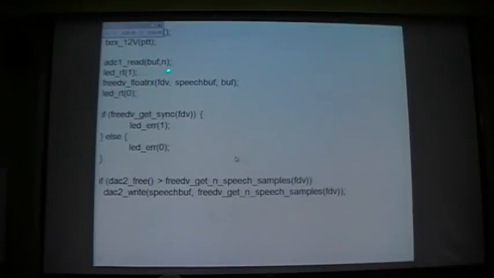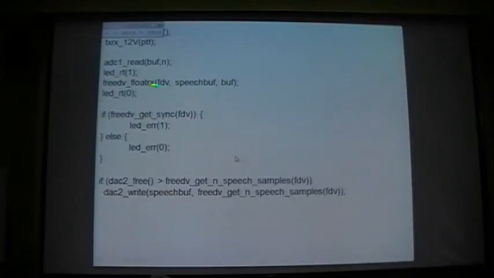Down here we're sampling the analog to digital converter. So the receive signal is fed into an ADC called ADC1, and we just say, look, we'd like to get N samples, and I think N might be a couple of hundred, and stick them in this array called buffer. Then we pass it to the FreeDV RX function, buffer. So that's your modem signal going in, and out comes speech in another buffer. So that's the main FreeDV call for doing a FreeDV receive. It's a bit like plugging cables in: one's got the modem signal, the other's got the speech out.